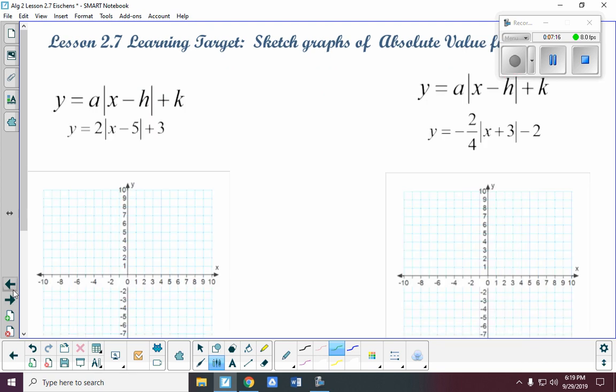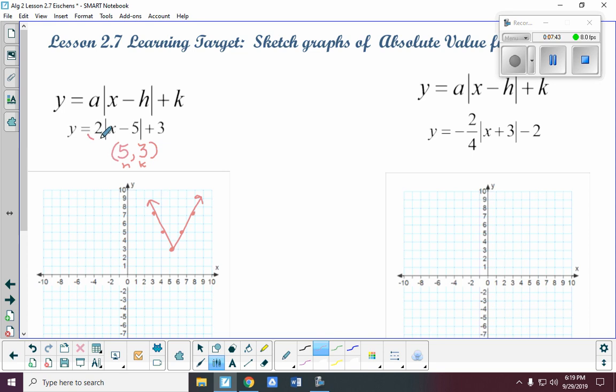Here are a few more for us to practice. So here, first of all, write down the vertex. It's a positive 5, positive 3. That's your H and your K. So we go over 5, up 3. The slope is 2, so we're going to go up 2, over 1, up 2, over 1. Go back to the vertex, go up 2, back 1, up 2, back 1. And there is that graph.